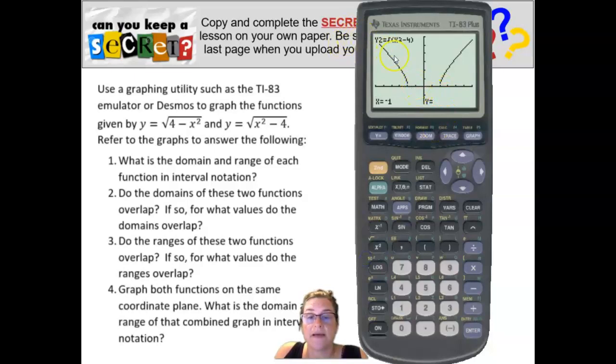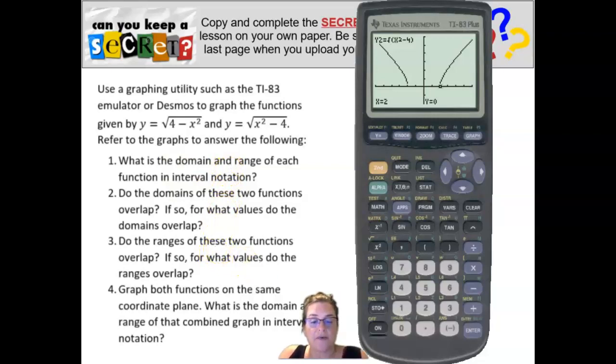I can see it's coming down here, getting close, touching there at the x-intercept at -2, but then it stops, and there's this big gap in the middle, and then it picks back up again on the other side. I can test that by putting in 2 for my x, press enter, and sure enough, there's my endpoint at 2, 0. So that should help you to answer questions number 1, number 2, and number 3.